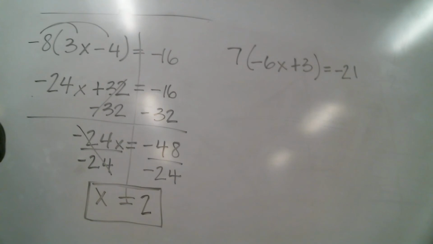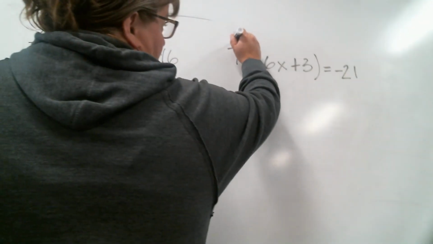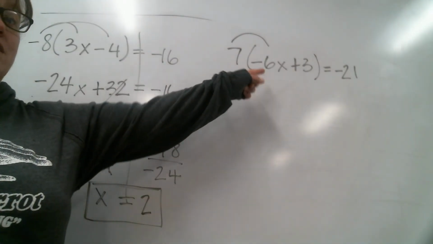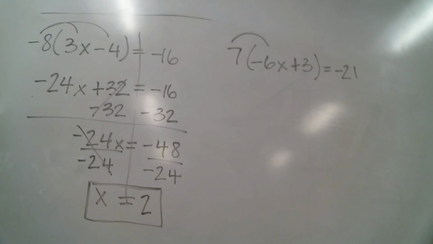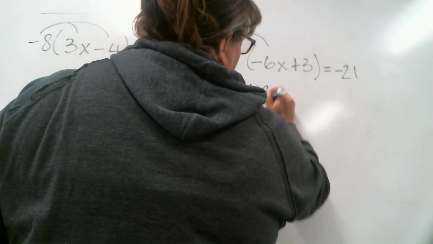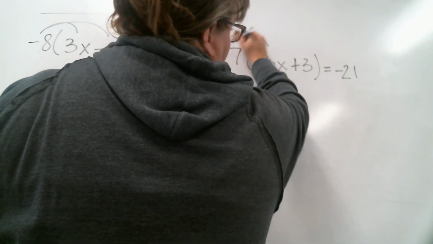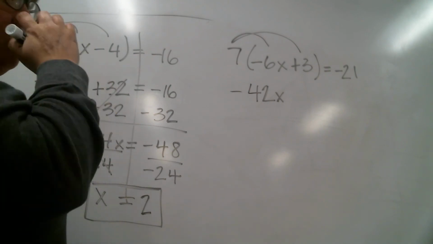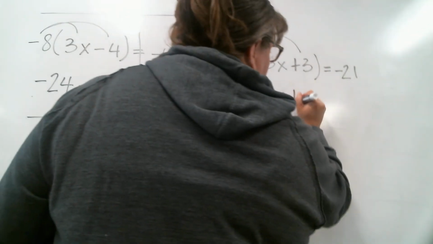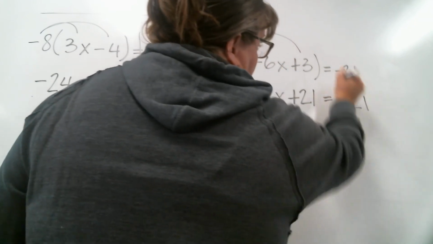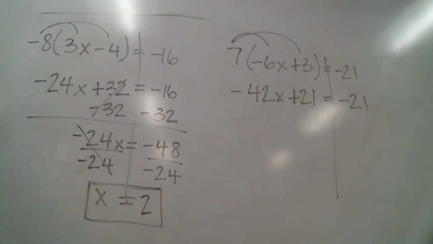Okay, let's do one more. We're going to pay attention to the signs here. I've got a 7 that needs to be distributed. This right here is a negative 6. So it's 7 times negative 6, which is negative 42, so I've got negative 42x. And then 7 times positive 3 is positive 21, so I'm going to write it as plus 21. And then rewrite the rest, equals negative 21.